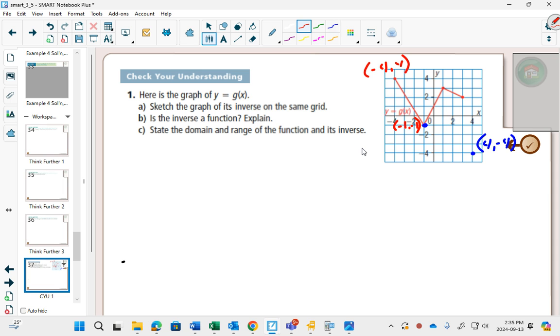The next point, I have 1 comma 3. So I would have 3 comma 1. And finally, I have 3 comma 2. So I would have 2 comma 3. Now sometimes it's a challenge when you go to connect the dots.